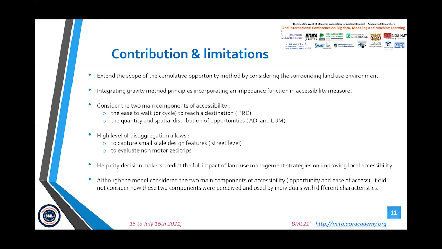Therefore, our model has only dealt with one part of accessibility in the city, which is the local accessibility that concerns only the active mode of transport. And it did not consider the regional accessibility and the other modes of transport.